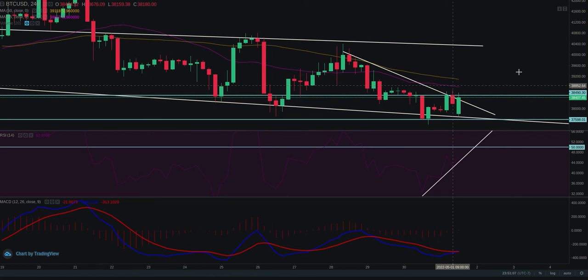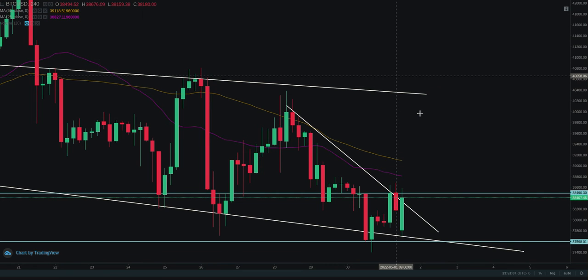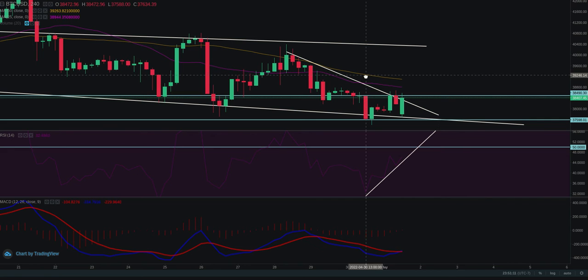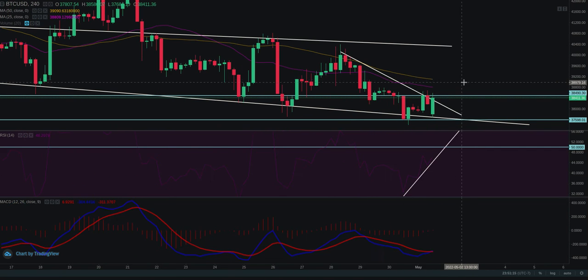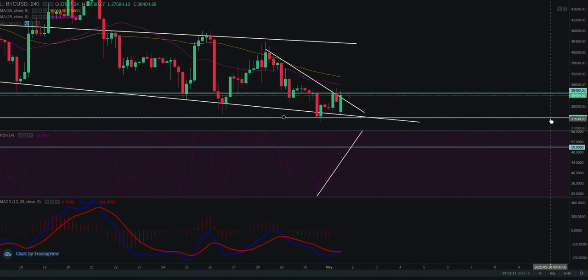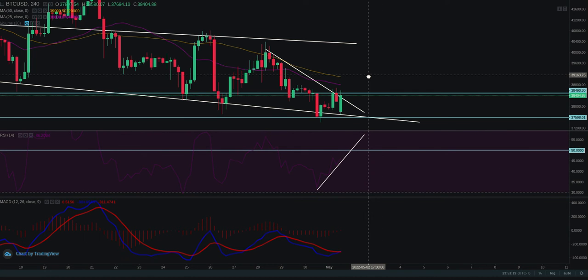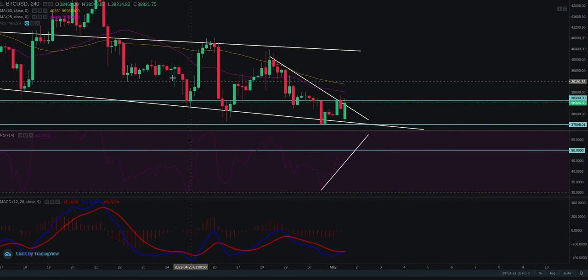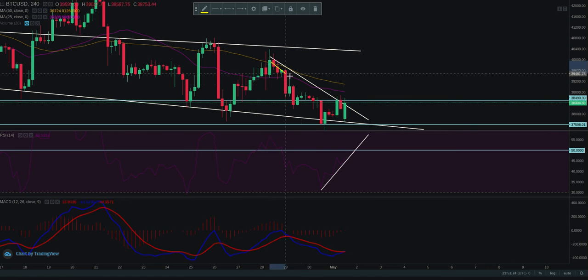Okay, so this is what I want to point out. Okay, if you guys notice, that's a bullish divergence, and I'm gonna explain how you can tell. So you see how the price is going down in this area right here? It's going down, and then in the RSI it's going up.